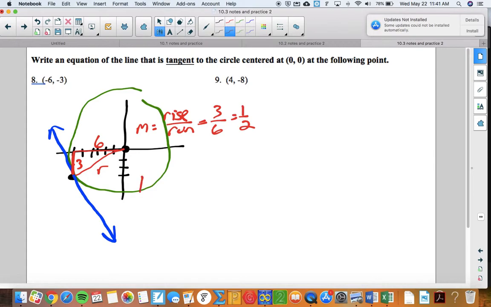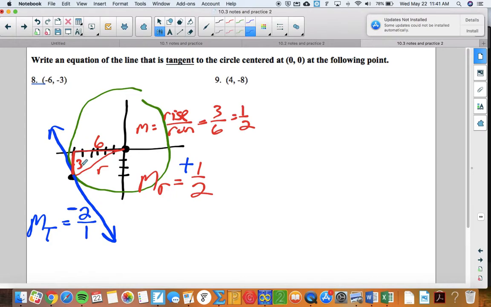So the slope of my r, which is radius, is 1/2. The slope of your tangent is the opposite reciprocal of that. So the reciprocal means flip the numbers over, 2 over 1, which is just 2. But then the opposite, since this is positive, this needs to be a negative.